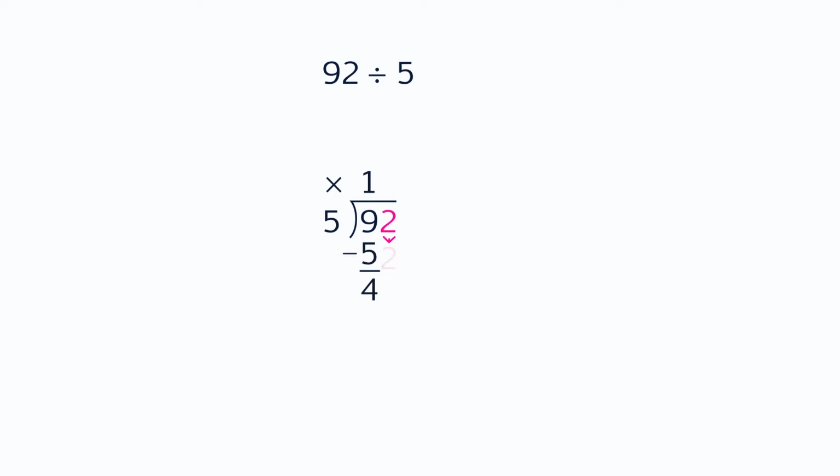Pull a copy of 2 down next to the 4 and divide 42 by 5. 5 times 8, which is 40, is the closest to 42 you can get without going over. So, you must place an 8 above the horizontal line, like this. Then multiply 8 by 5 and place 40 here, below the 42. Now subtract 40 from 42 and write 2 here. 2 is the remainder.